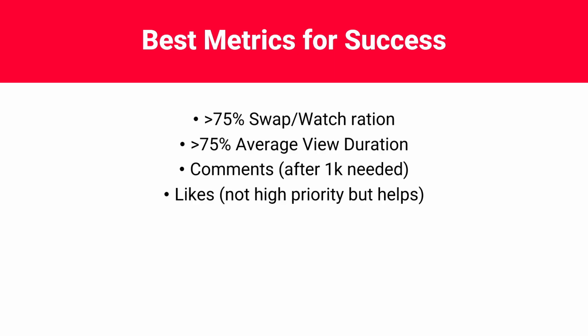So here are the best metrics for success. More than 75% swipe slash watch ratio. Should be ratio, not ratio. So I apologize for this. More than 75% of average view duration. So we already talked about this. That's how long the audience is watching your videos.